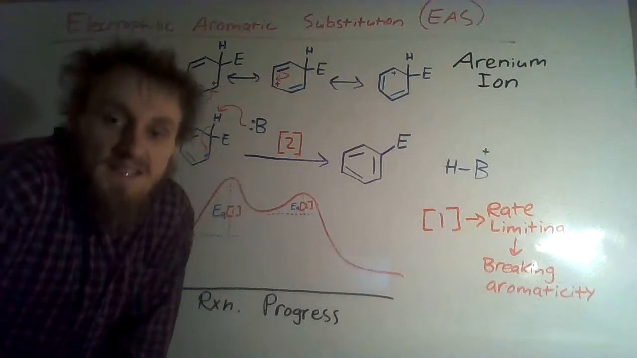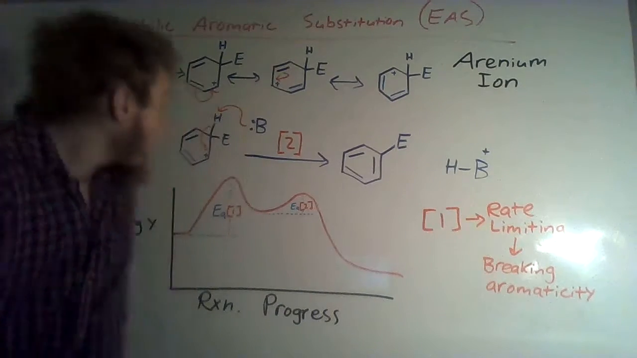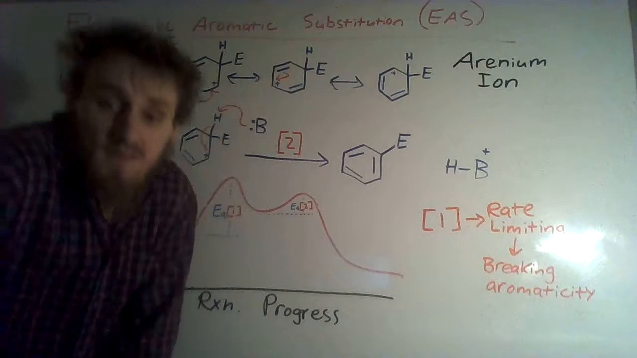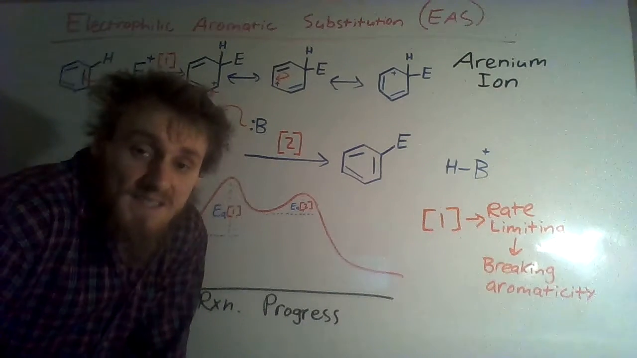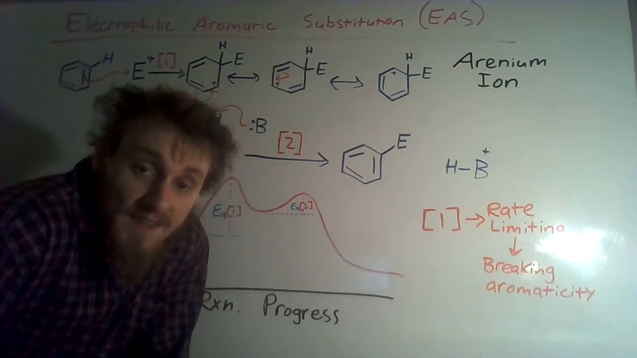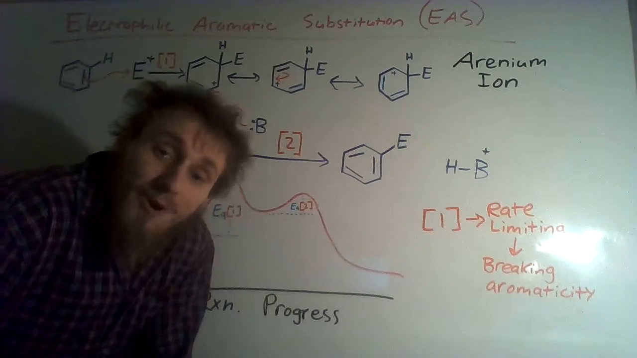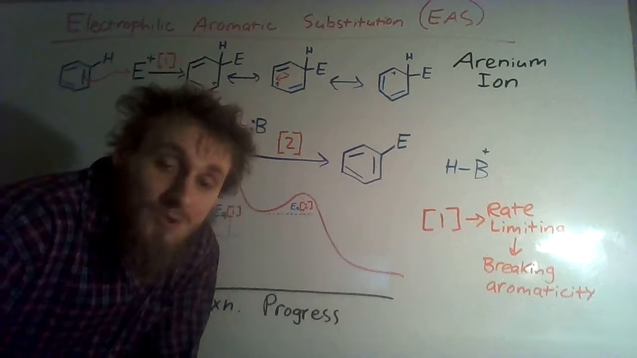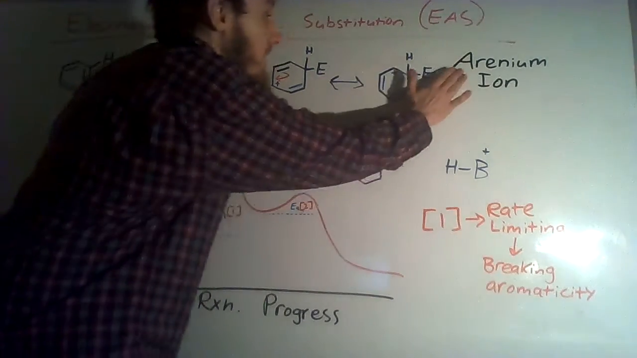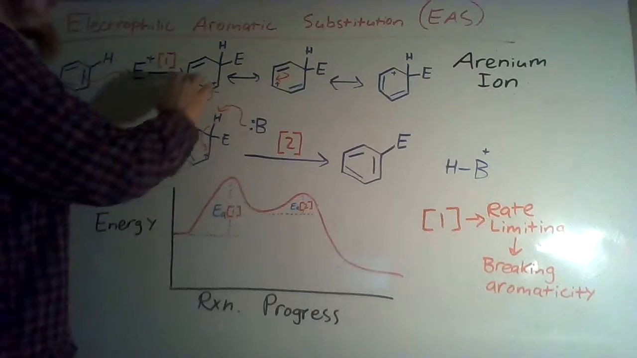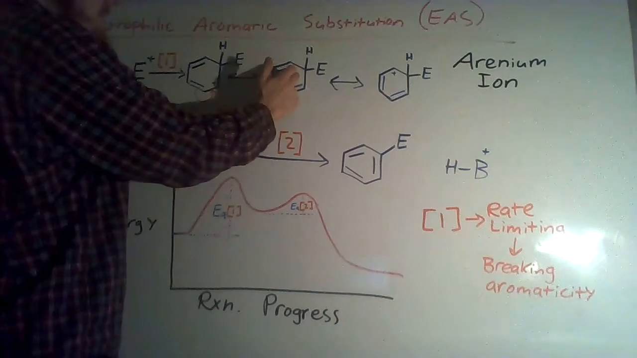So this ion that we've generated, this positively charged ion, is actually resonance stabilized. And this resonance stabilized ion that's characteristic of virtually all electrophilic aromatic substitutions, this ion is sometimes referred to as the arenium ion, right? So this is the arenium ion. This is another way to represent it.